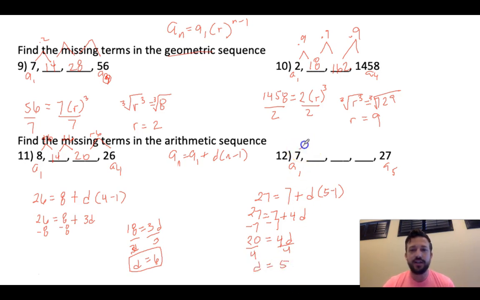So let's check it. 7 plus 5 is going to give us 12. Plus 5 is going to give us 17. Plus 5 is going to give us 22. Plus 5 is going to give us 27. So it worked out. And there's the 3 terms, right? That's the whole review.